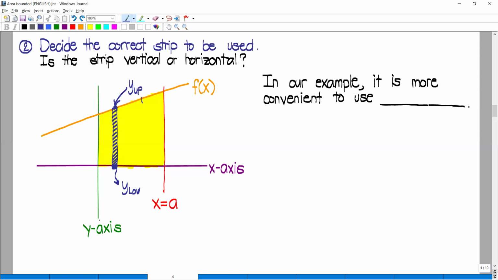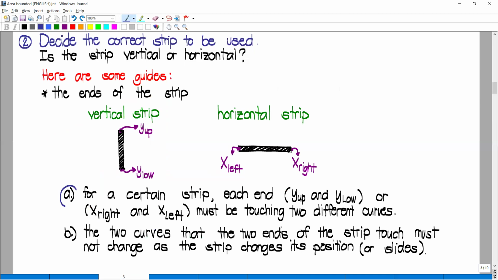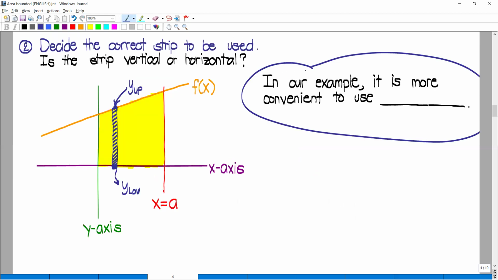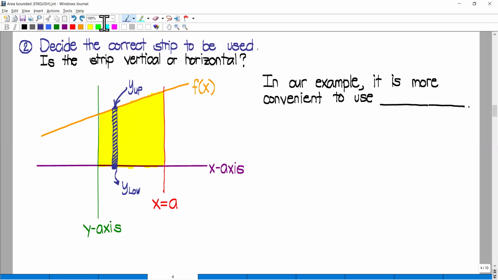So I hope, going back to our conditions letter A and letter B, we have the understanding that these must be satisfied by our strip before continuing our solution. So in this page, based on our note and in our example, it is more convenient to use the vertical strip, based on what we discussed earlier. Next, in step number 2, decide the correct strip. And I think we are now sure that we will be using the vertical strip.